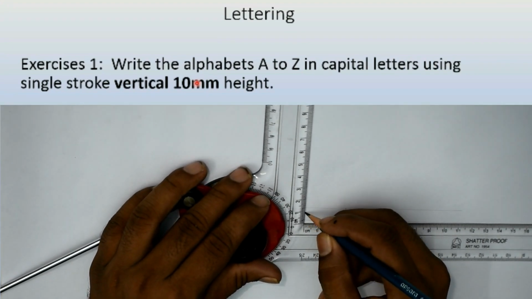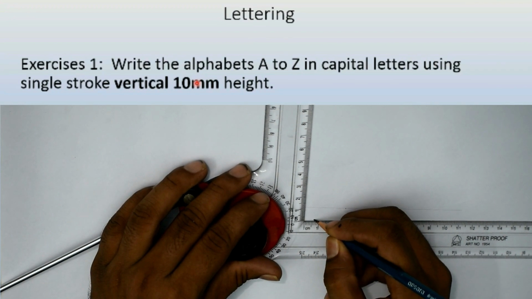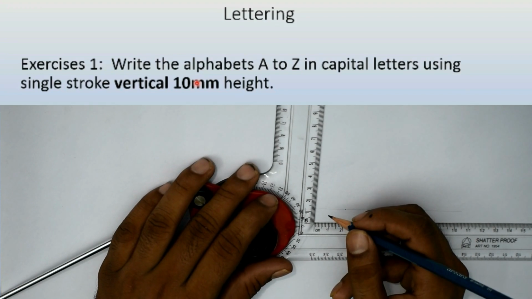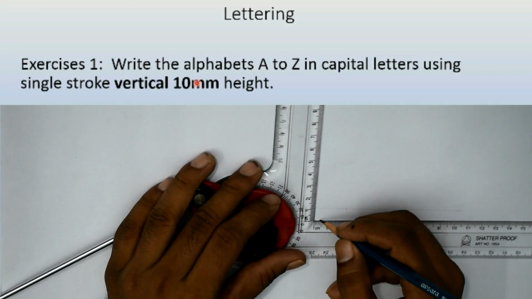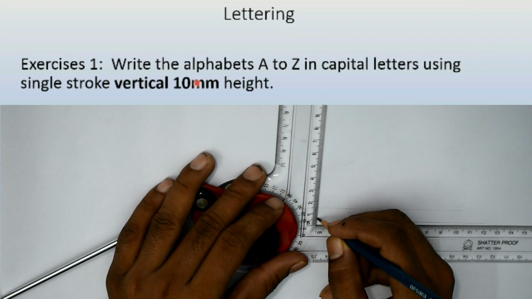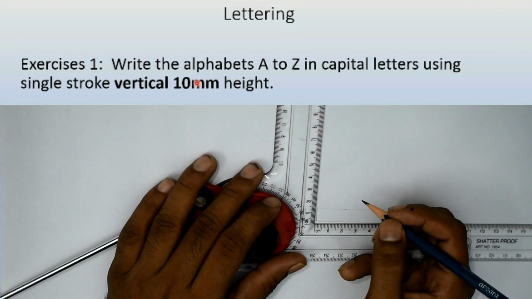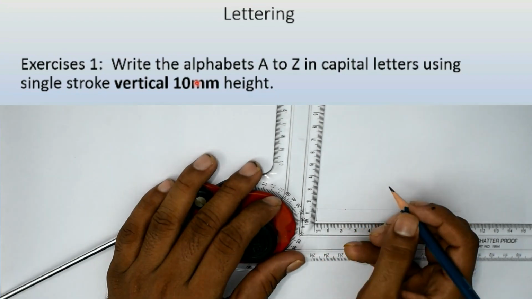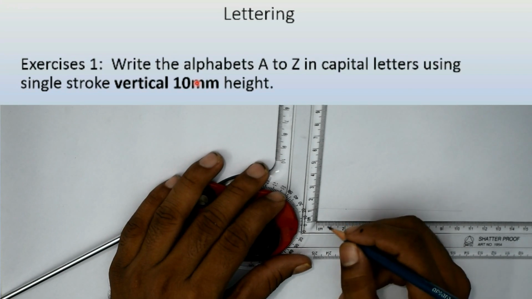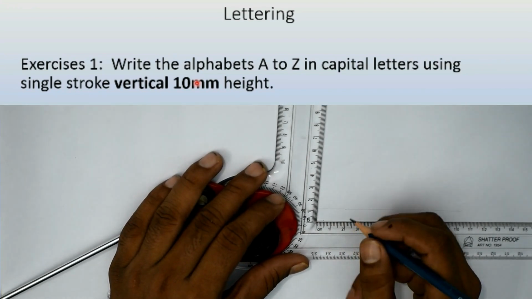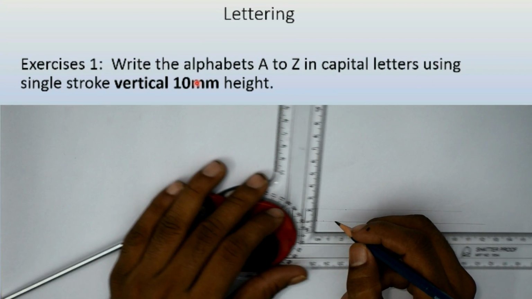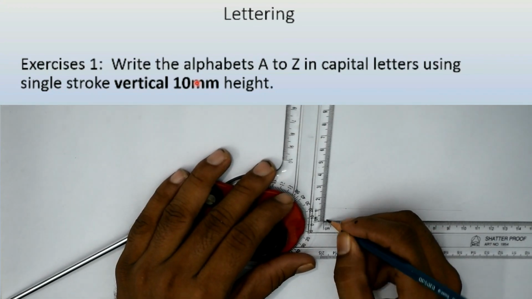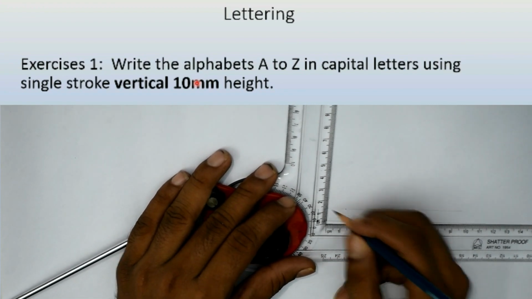Then again a 2 mm gap for the letter K, and then after 2 mm the letter L. The letter L is also an exception case. In this you have to take only half of the width of the letter. So I am taking only 5 mm, then a 2 mm gap. So I have taken the gap.